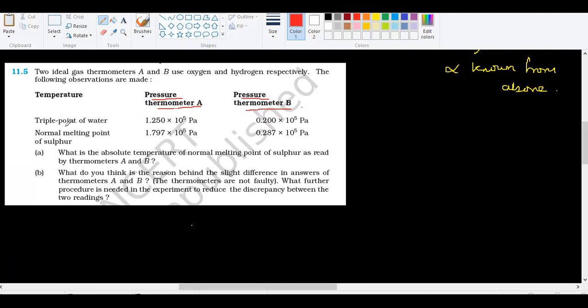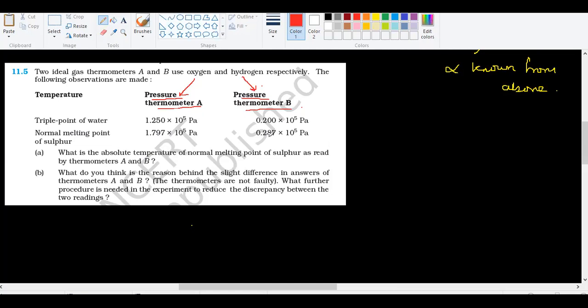At the triple point of water temperature, pressure thermometer A is showing this much value and pressure thermometer B is showing this much value. The normal melting point of sulfur has a pressure of this much for A and this much for B. A and B use oxygen and hydrogen respectively, so this is oxygen, this is hydrogen. What is the absolute temperature of the normal melting point of sulfur as read by thermometers A and B? So I need to find the melting temperature of sulfur using this information.